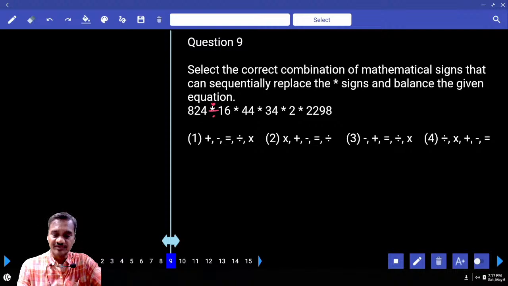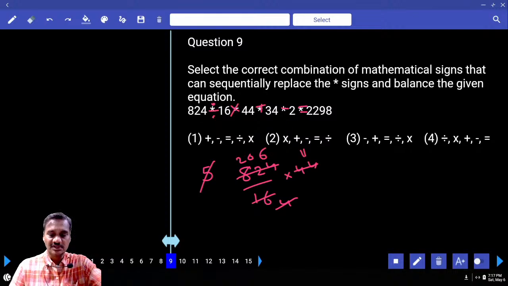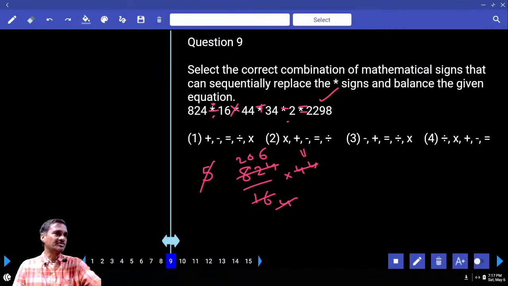Then 824 divided by 16 into plus minus. Now this is equal to 229. 824 divided by 16. Now 16 5s is 80. The division will not work out here. 824 divided by 16 into 44. Now 4 1s, 4 4s, 4 11s. Now with the help of 4, 420 is 206. Now 206 into 11, isn't it? Plus 34. And 206 into 11, what is the number we have? And plus 34 minus 2 equals 2298. It fits, choice 4.